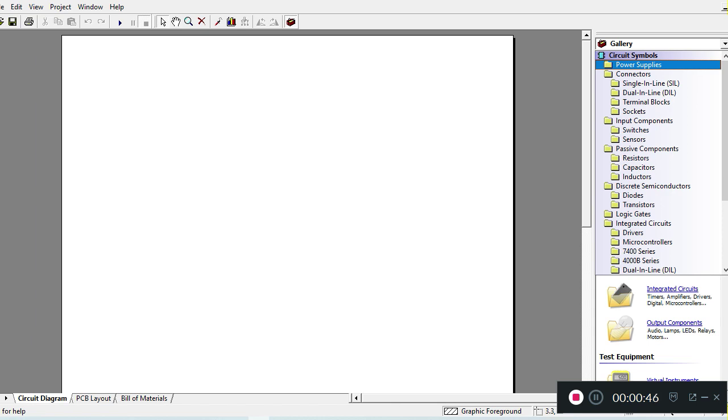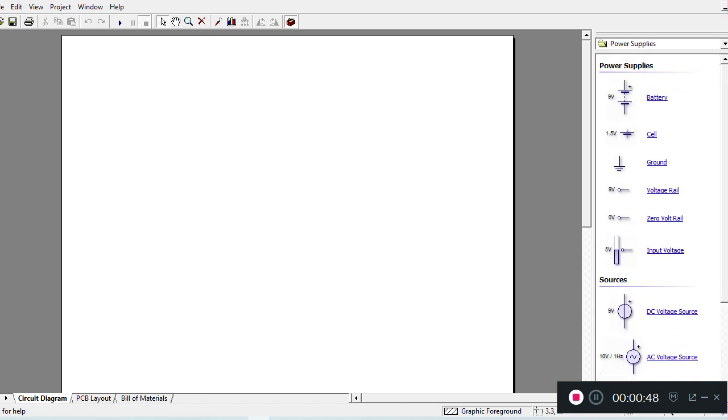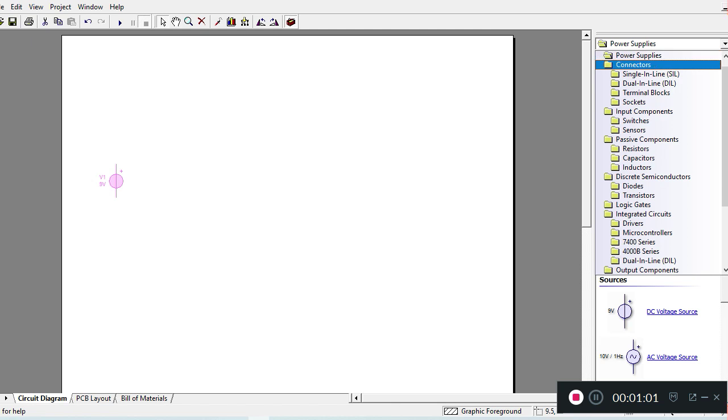First, I'm going to need a power supply. So I go to the power supplies, and here I'm going to need a voltage source. So I go to DC voltage source. My circuit is going to use a DC source. So after dropping that one, I'll pick the next component that I'm going to need.